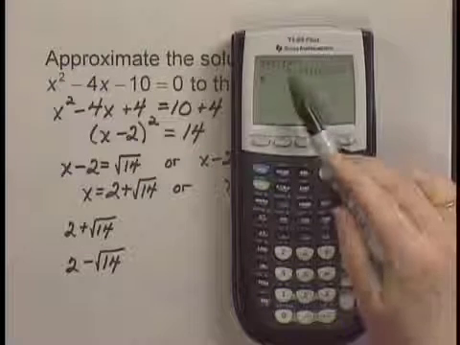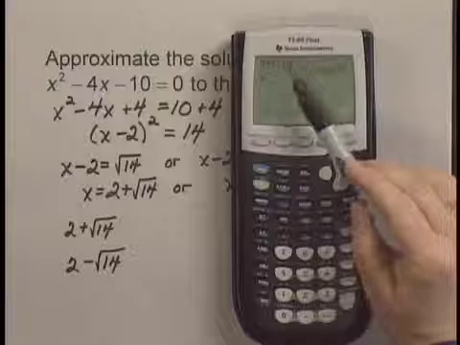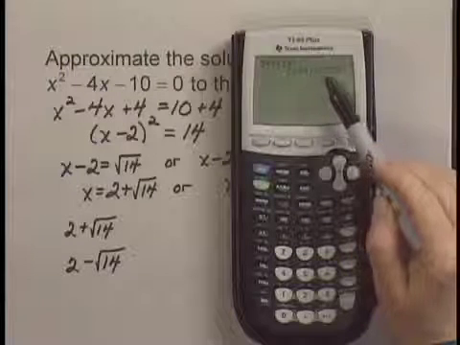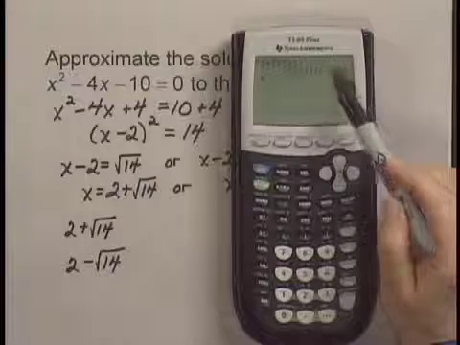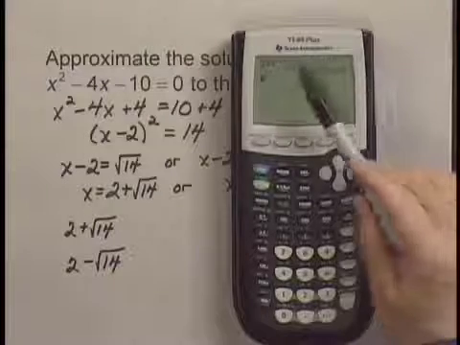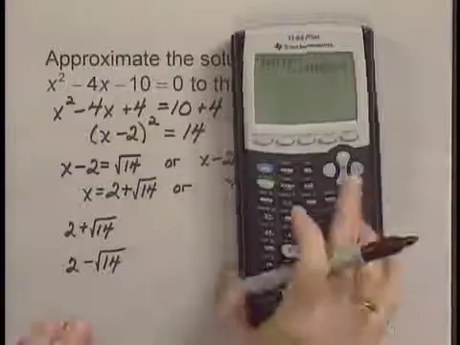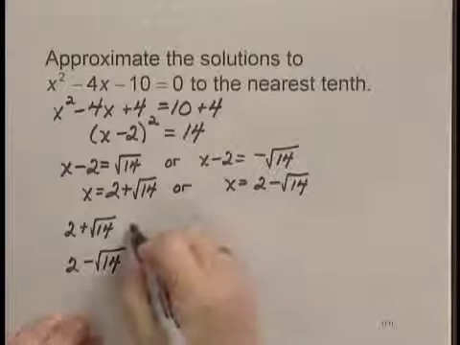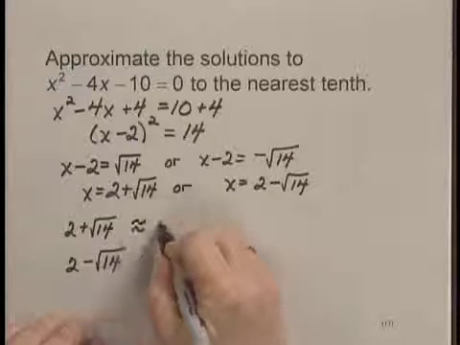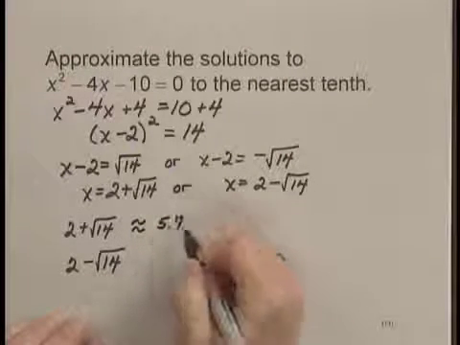This gives me a long number, 5.74165737. I'm asked to approximate to the nearest tenth, so I round that to 5.7. And I write that is approximately equal to 5.7.